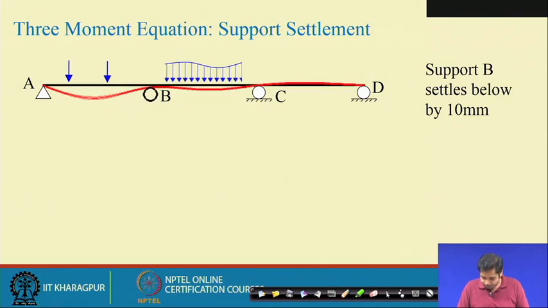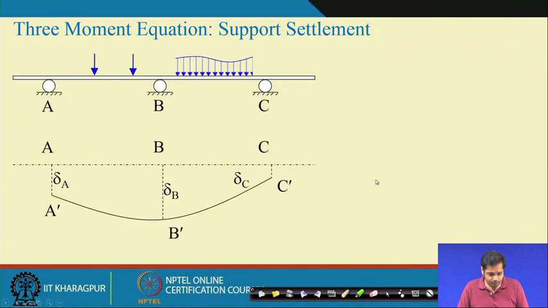Next, take a very general expression. Again we consider the same segments AB and BC. Delta B is the settlement at support B, and delta A and delta C are the settlements at supports A and C respectively. This is a general equation. If there is settlement only in support B and no settlement in supports A and C, we can make delta A and delta C 0 in the expression. But the expression that we derived is for the general case.